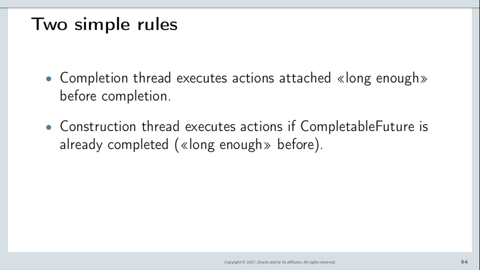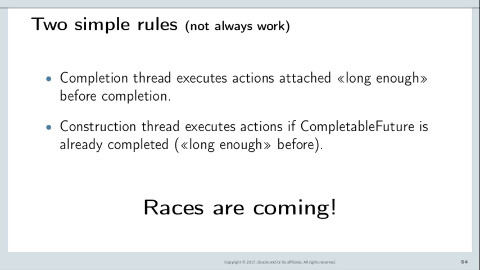The second rule: if we are completing some future and that future already has a set of actions, some chain of actions, that chain of actions will be executed from the completion thread. It looks like the situation is simple and rules are simple, but reality is a little bit more complicated. There are races. What if my construction and completion perform simultaneously from different threads? What will happen here?